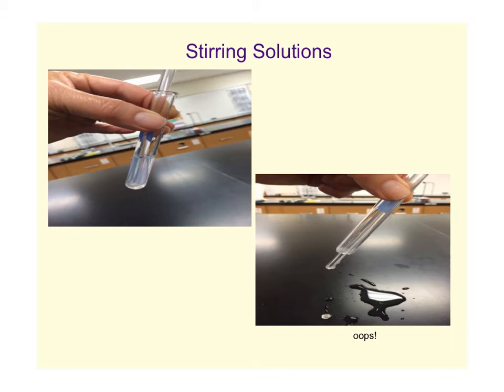When you stir solutions with your stir rod, believe it or not, you have Superman strength. You can break through your test tubes. This is the number 1 way kids break their test tubes. So just make sure that you are using caution when stirring and that you're not breaking those test tubes, because they cost you 50 cents.